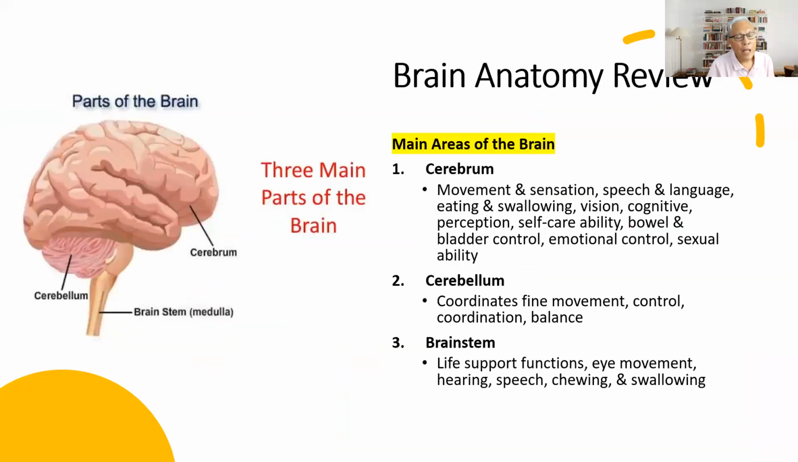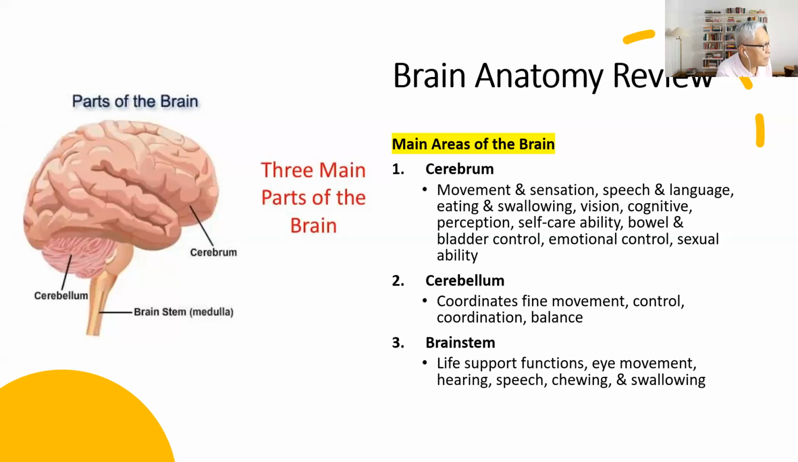All right. Whenever there is going to be a test in the NCLEX, they always want to test you whether or not you remember your brain anatomy. So there are three main parts of the brain: the cerebrum, which is going to be the one that makes us intelligent, and this is the one that is going to obviously control movement and sensation, speech and language, anything that makes us intelligent.